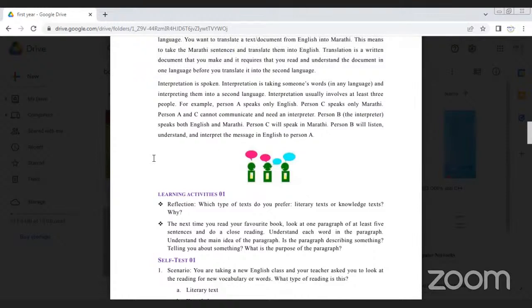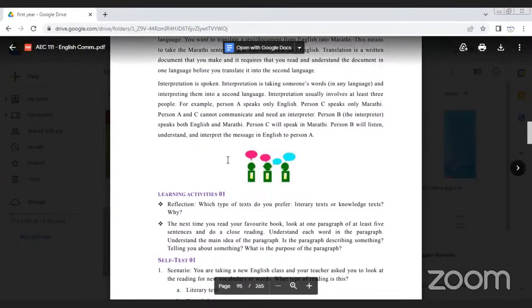Person B, the interpreter, speaks both English and Marathi. Interpreter means translator. Person B speaks both English and Marathi. Person C will speak in Marathi. Person B will listen, understand it, and interpret the message into English for person A.